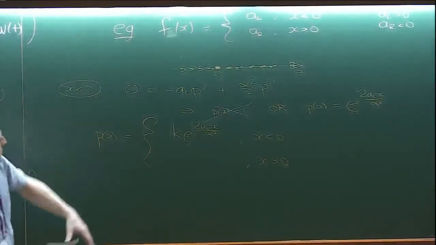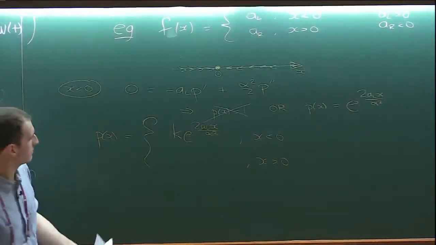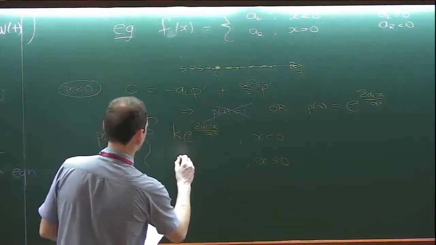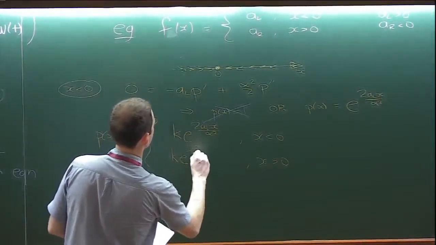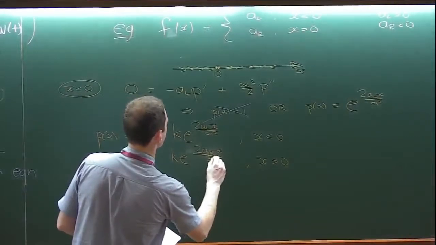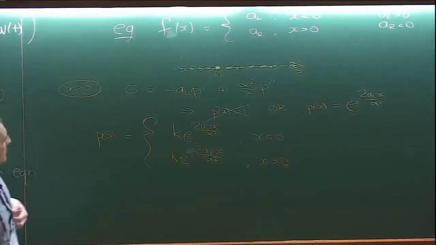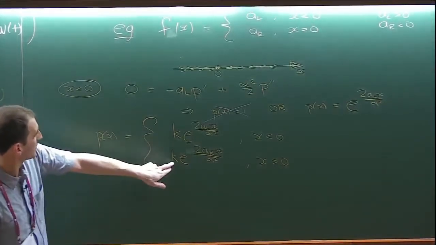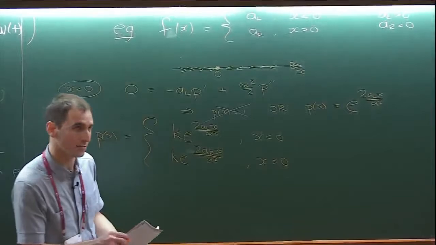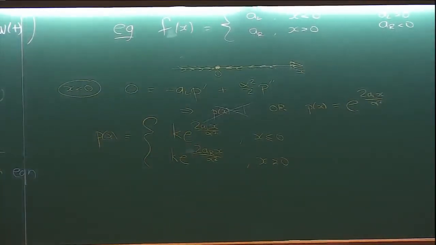Do the same calculation for x positive. You get the same thing, but we've got AR instead of AL, so you just get another exponential. But we have to have the same constant k because we need the density to be continuous at 0. And there's a jump condition, which it turns out is automatically satisfied for this one, which is helpful.